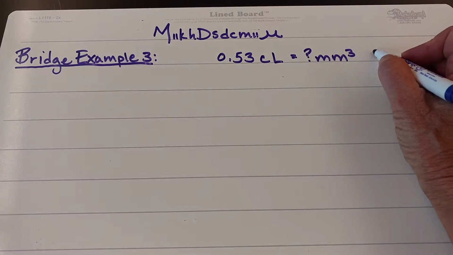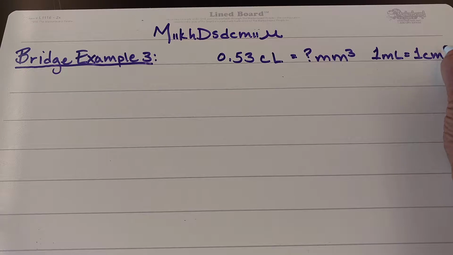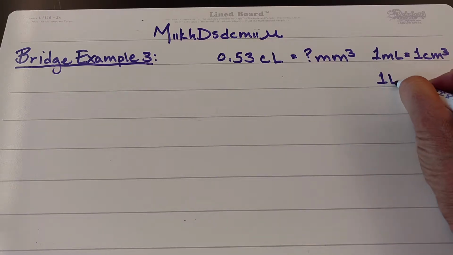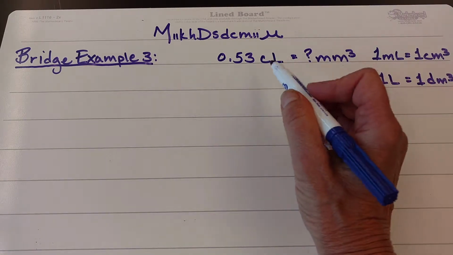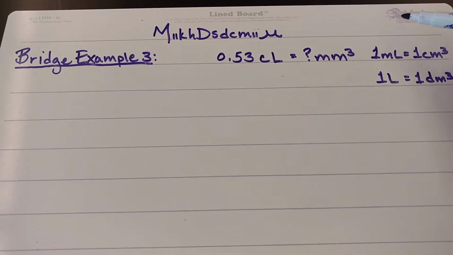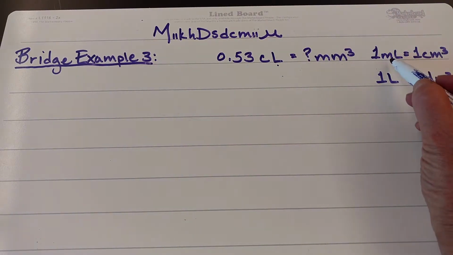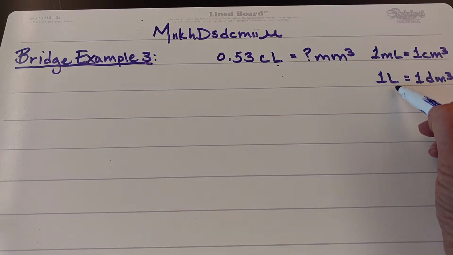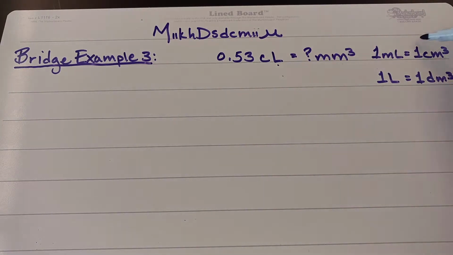Now we're going to have to choose one of the bridges. One bridge is 1 milliliter equals 1 centimeter cubed, and the other bridge is 1 liter equals 1 decimeter cubed. Our first conversion is going to have to be from centiliters to the side of the bridge that we choose, and it has to be the side that has the same standard unit. So we would have to convert centiliters to either milliliters or liters because the standard unit matches. We are not going to convert centiliters into either of these length cubed units in the first conversion.